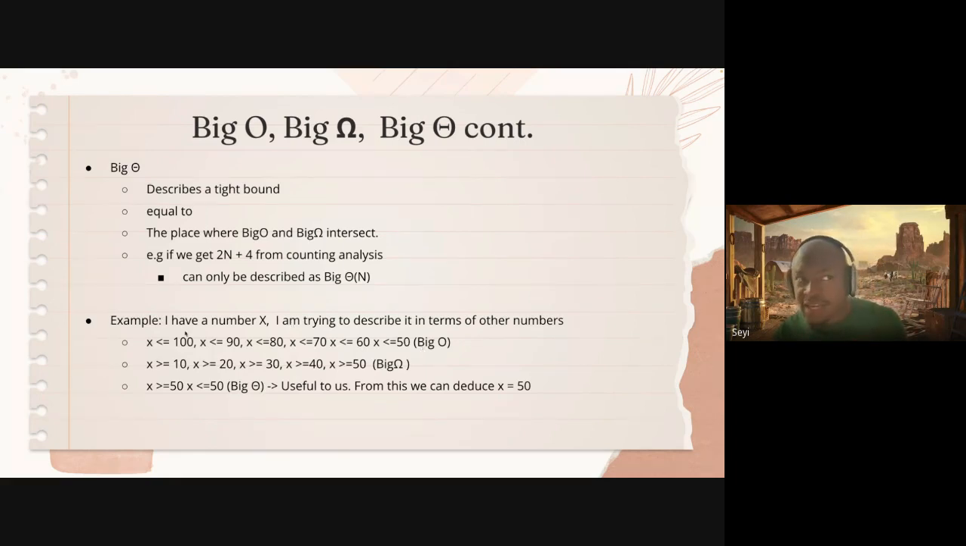The same thing, if you look at it the other way and say, okay, if x is greater than or equal to 10, we can describe it with big omega, which is true, but x is also greater than or equal to 20, x is greater than or equal to 30, 40, which is not very helpful for us. But big theta is what we're actually looking for, which tells us that x is equal to something. And from this, we can know that x is 50.